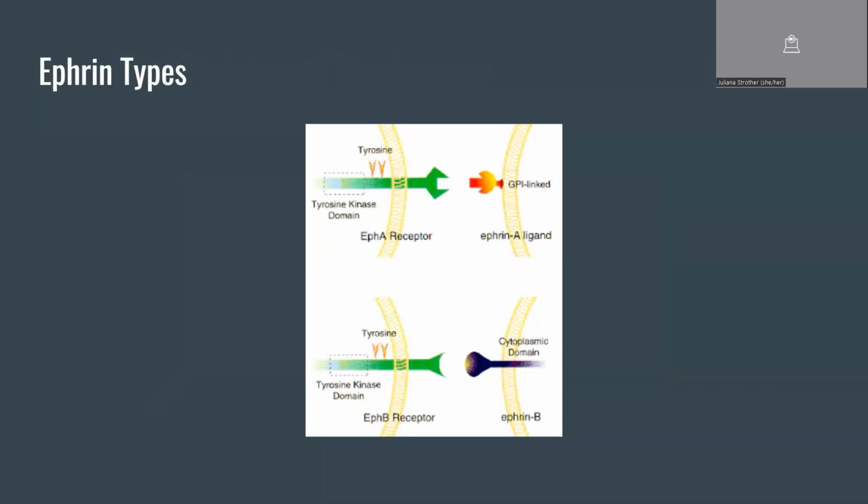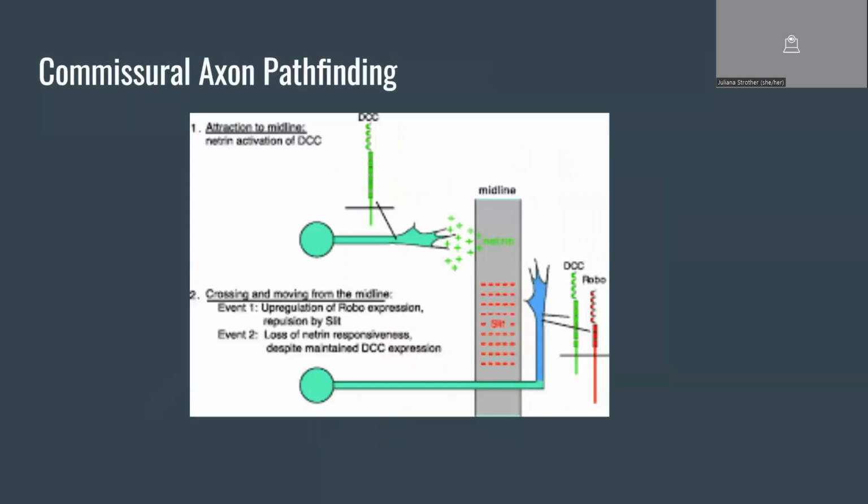Some ephrin ligands are linked to GPIs in the outer leaflet of the plasma membrane, while other ephrin types are transmembrane. Transmembrane ephrin ligands allow for reverse signaling into the tectum. Secreted molecular signals are also critical for axon guidance, which is exemplified through spinal commissural interneuron axon pathfinding, which relies on both attractive and repulsive secreted molecular signals.